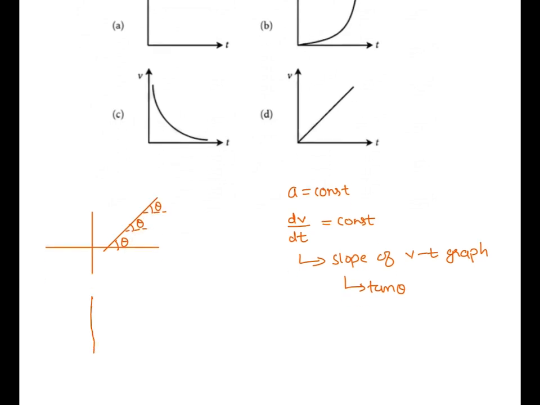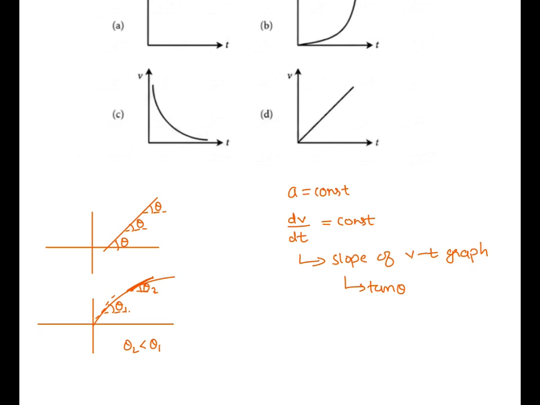If you see this graph, here the slope is not constant. See, here the slope is not constant because the angle is continuously changing. If you draw a tangent here, this angle is say theta 1. If you draw a tangent here, this angle is theta 2. So obviously theta 1 is not equal to theta 2. Theta 2 is less than theta 1.